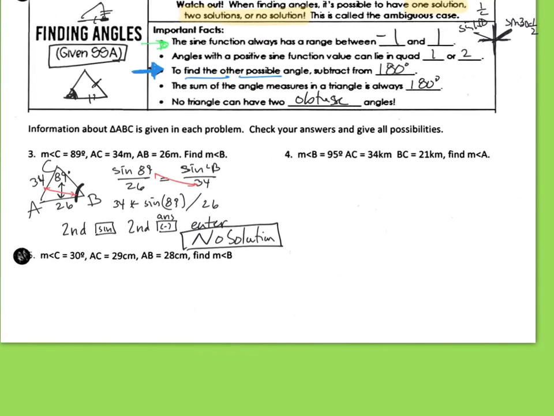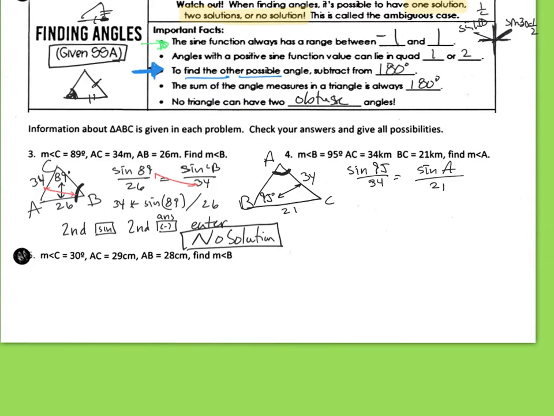All right, so for number 4, we're back to triangle ABC. Again, I'm going to label my triangle differently just to show you that it doesn't matter. So angle B is 95 degrees, AC is 34, and BC is 21. We're looking for the measure of angle A. So again, here's the relationship that we have. The sine of 95 over 34 equals, well, we don't know angle A, so sine of angle A over 21.